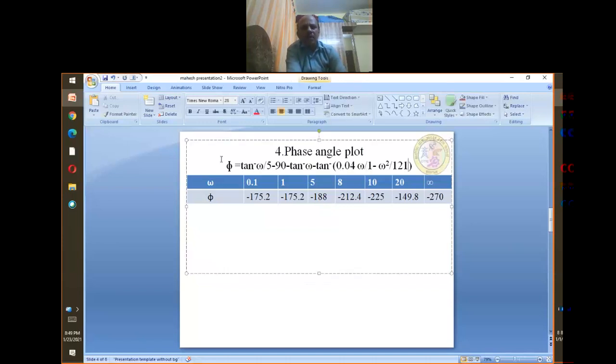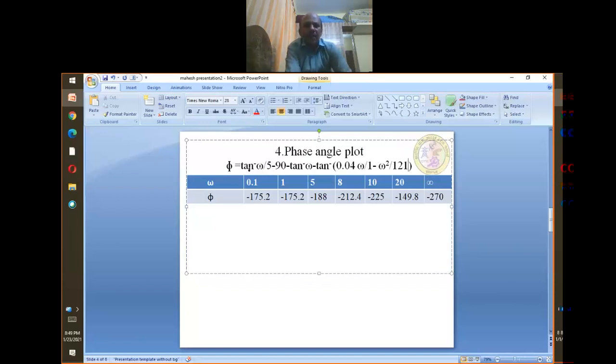Whatever you have, that G of s H of s, in that, replace the value of s by j omega. Then it becomes maybe in the form of a plus jb, real plus imaginary. Then get the value of tan theta, it is imaginary by real. In this case, it is omega by 5, omega by 1. And here this is the imaginary part, 0.04 by omega into omega divided by 1 minus omega square by 121.